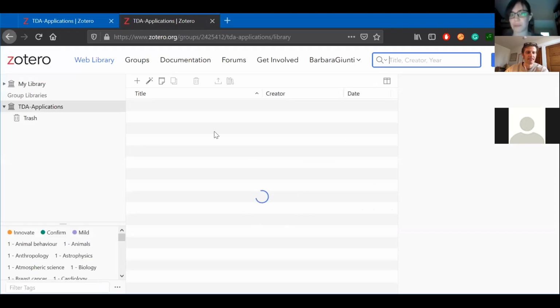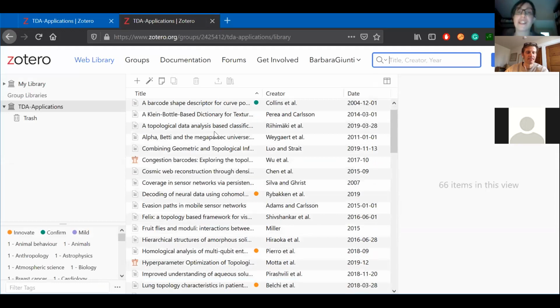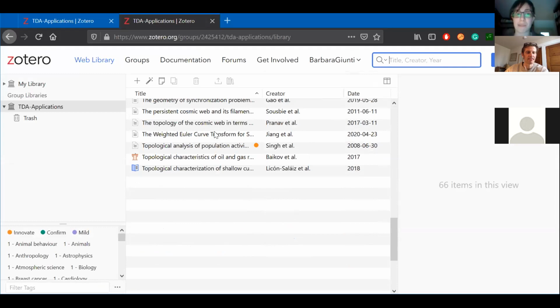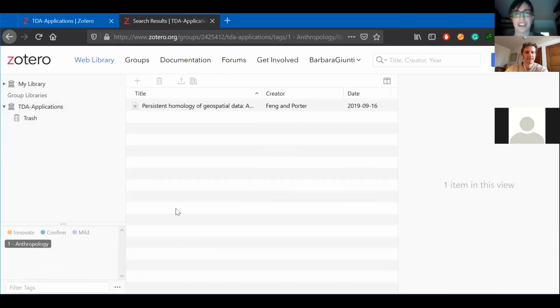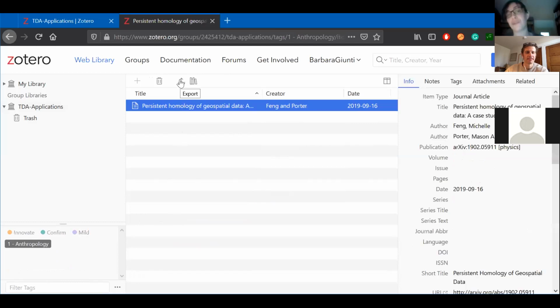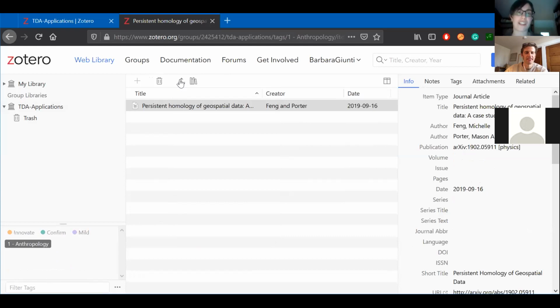For now, it doesn't have so many papers, just 66, but we have some labels. So if you're very curious about real-world applications of TDA in anthropology, then you can click here and have a list. Not so long for now, but the good thing is that you can automatically export in BibTeX or LaTeX or whatever. So it's quite useful.